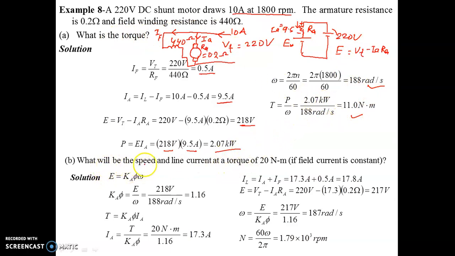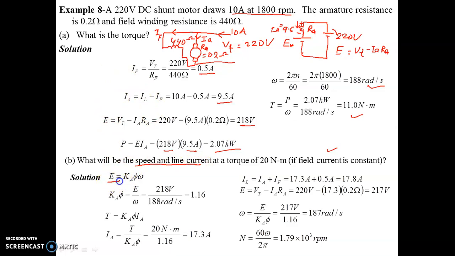So in part B, what will be the speed and line current at a torque of 20 Newton meter if field current is constant? Field current is not changed, means 0.5 ampere field current is kept constant. So you see here, in this question torque is required, and here torque is given, and speed and line current need to be calculated. It is just opposite to the first question.